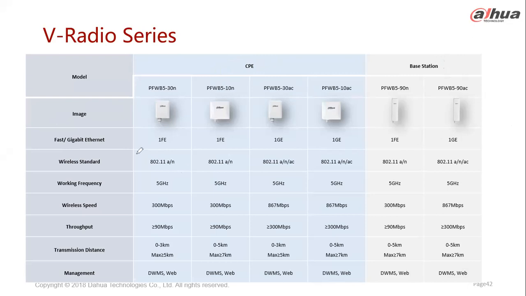And you can see the base station, the speed is gigabit Ethernet. So we have fast Ethernet and gigabit Ethernet. So this can do multi-point access CPEs. So I hope that is clear.